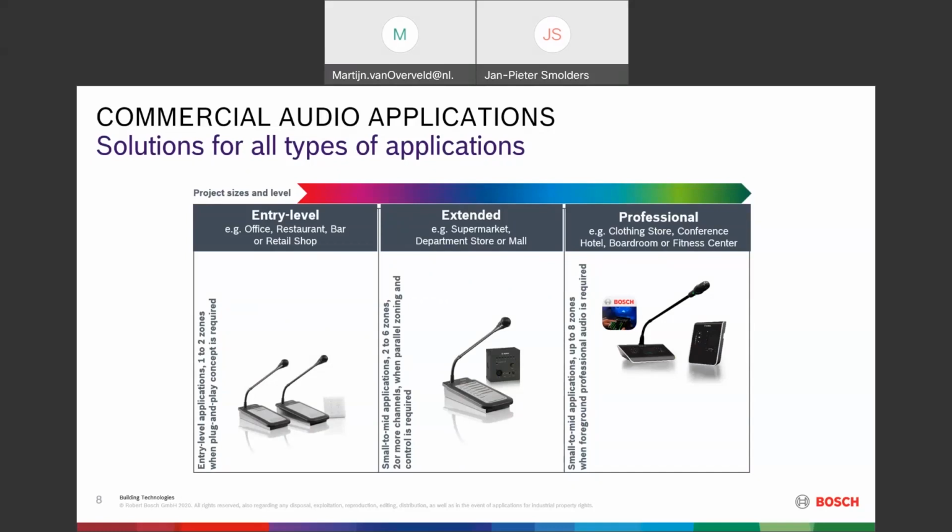Then the last one, the professional system, we're talking about Plena Matrix here, is for bigger environments like a clothing store, conference, hotel, boardrooms, or fitness center. So it's a multi-purpose system. We're talking about up to 8 zones here. It will be important to have good audio quality and good quality of music. The professional part we will do in part 2 next week.